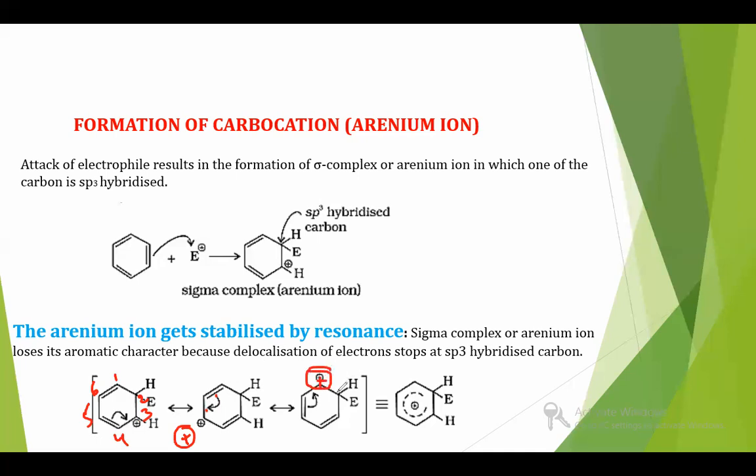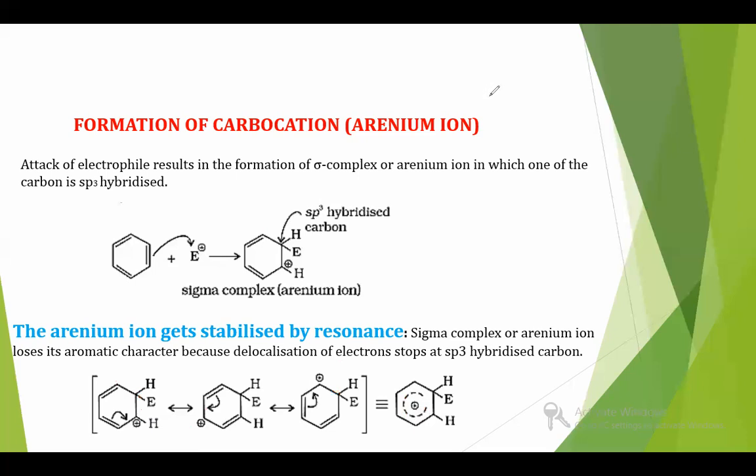To stabilize this, there is no extra pi electron in the second carbon, because it is an sp3 hybridized carbon. So the delocalization, or stabilization by resonance, will stop at this carbon. This carbon bears the hydrogen and the electrophile. It can stabilize by resonance through this, but it will end at the carbon under sp3 hybridization.